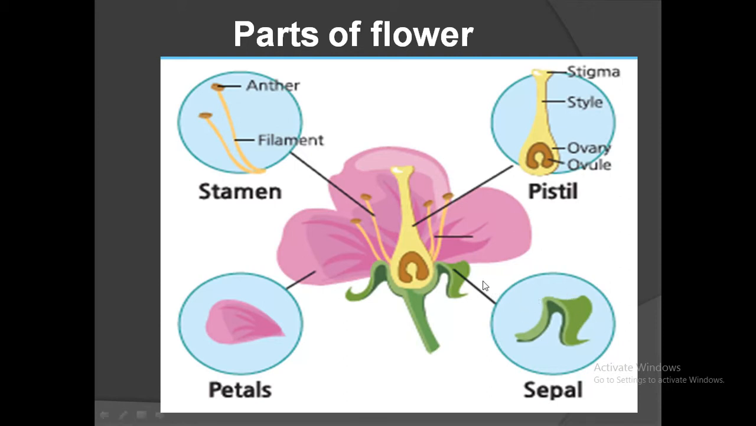Green color part at the base is made up of sepals. The colorful part is formed of petals. The third part is made up of stamens. The central part is pistil.